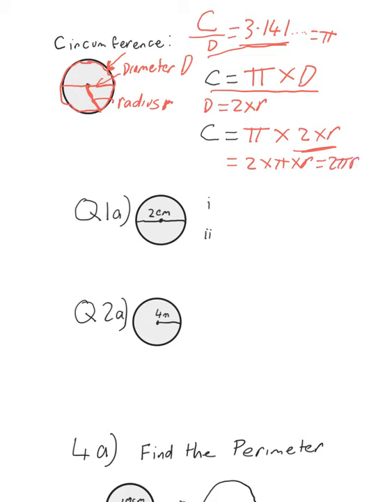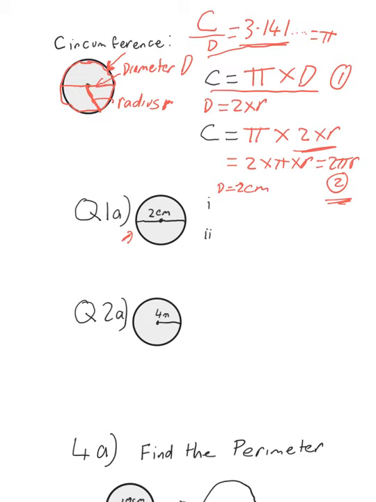We can pick formula 1 or formula 2 depending on the information we're given. We pick formula 1 if we are given the diameter, and formula 2 if we are given the radius. Let's look at some questions off the worksheet. Question 1a has a circle with a diameter of 2 centimetres. We're given the diameter, so we use formula 1.